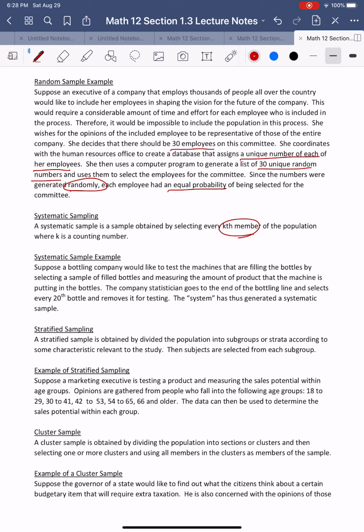The company statistician goes to the end of the bottle lines, selects every 20th bottle, and removes it for testing. So the system has thus generated a systematic sample.